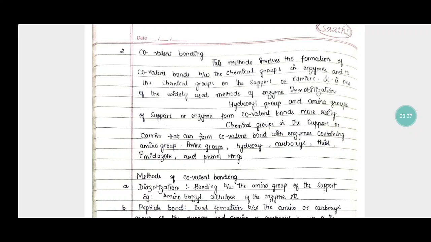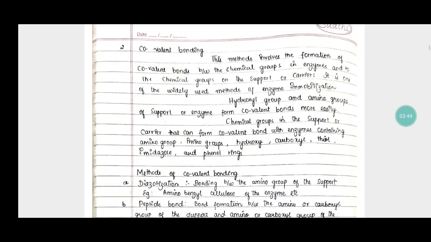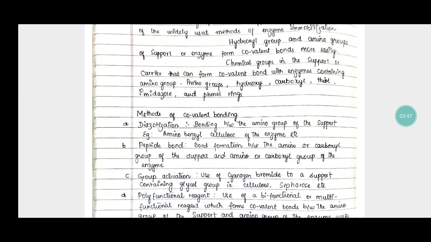Covalent bonding is the method which involves the formation of covalent bonds between chemical groups in the enzyme and chemical groups on the support or carrier. It is one of the most widely used methods for enzyme immobilization. The methods for covalent bonding are: diazotization, that is bonding between the amino group of the support, for example aminobenzyl cellulose, and the enzyme. And peptide bond, where the bond forms between the amino or carboxylic group of the support and the amino or carboxylic group of the enzyme.